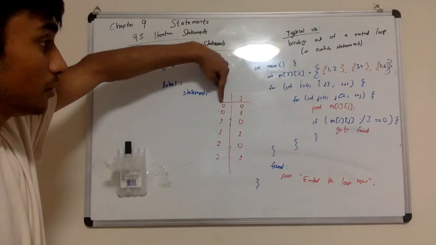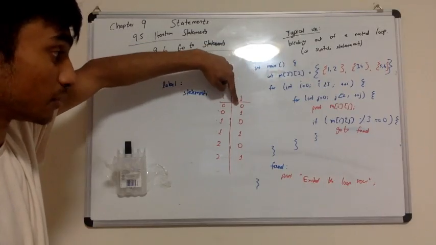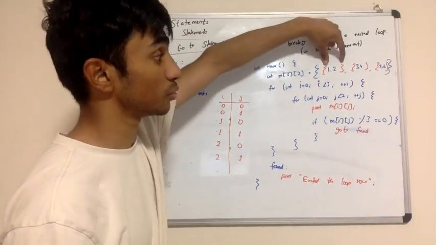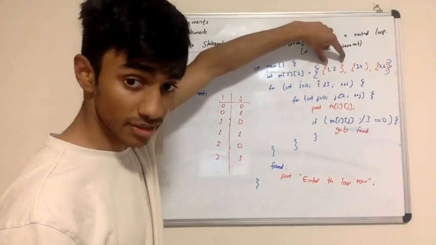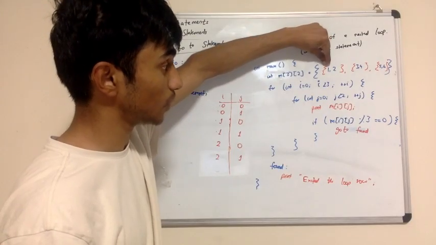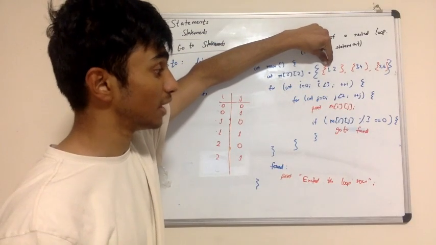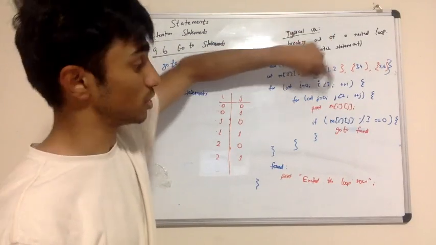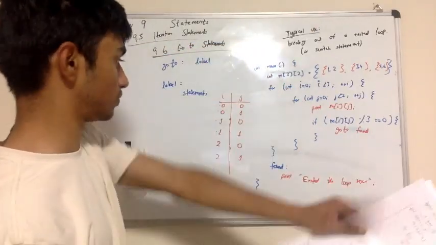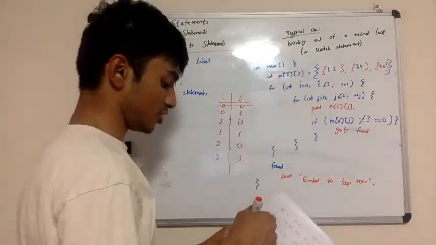So for int i equals 0, go into the inner loop. For int j equals 0, so we start here. We print m of 0, 0. So m of 0 looks at the first child array, and then the next 0, the j equals 0, means we look at the very first element. Print it, it prints 1. Is it divisible by 3? No. So we don't do the goto found, we actually just come back to here. Then j increases by 1.